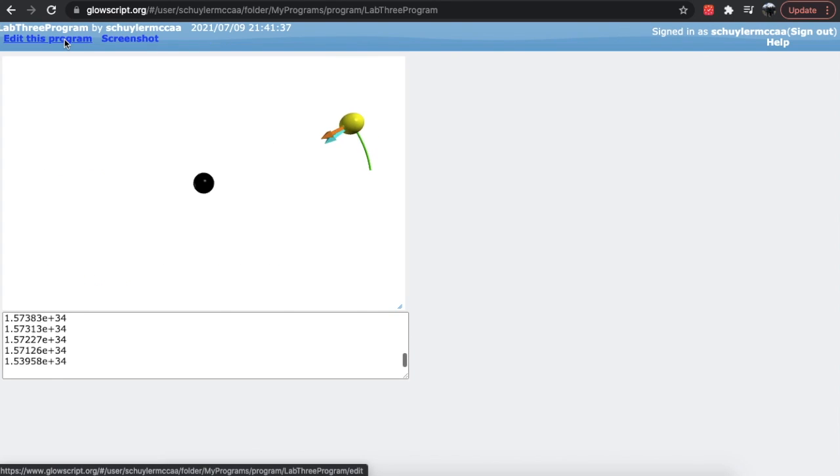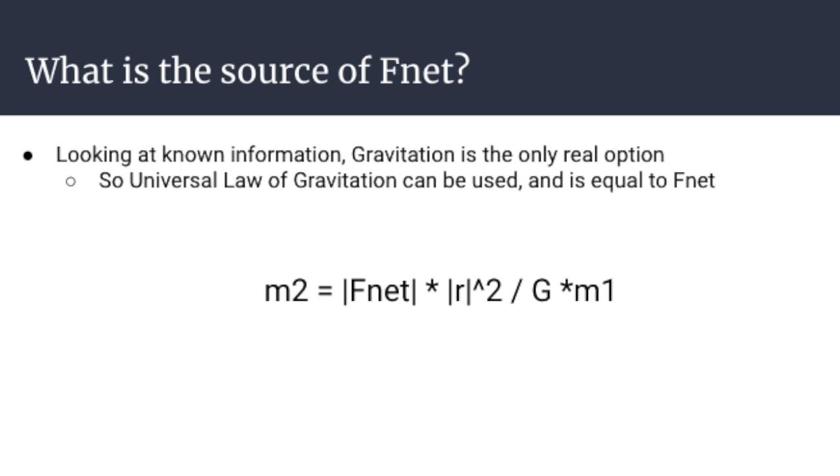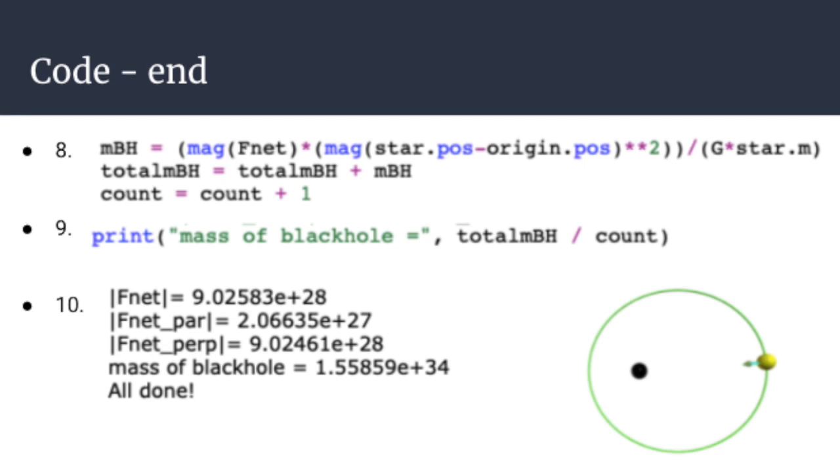What is the source of F net? Looking at the data, gravity seems to be the only force acting, so we can use the universal law of gravitation and set it equal to F net. This can be used to get the mass of the black hole by moving the equation around to solve for one of the masses. Now here is the last of the code, solving for the mass of the black hole.